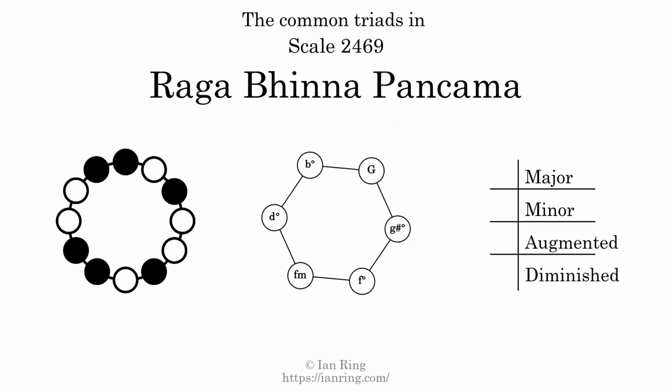1001101001001. Here are the common triads present in this scale. The diagram in the center is a graph of parsimonious voice leading between triads. There is one major triad. There is one minor triad. There are no augmented triads. There are 4 diminished triads. Here is a Hamiltonian path of parsimonious voice leading that uses all the triads.